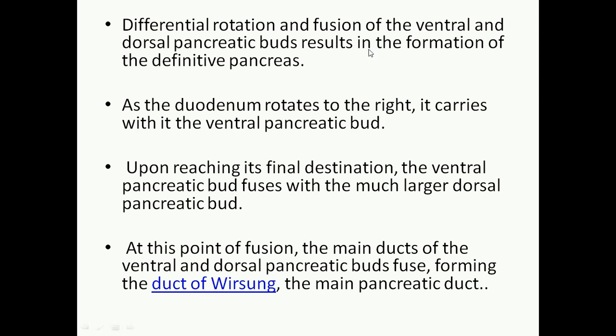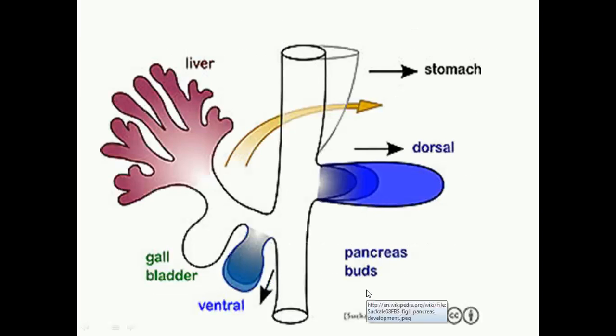Differential rotation of the dorsal and ventral buds will form the organ. As the duodenum rotates to the right, it carries the ventral pancreatic bud, and upon reaching the final destination, the ventral pancreatic bud fuses with the much larger dorsal pancreatic bud. At this point of fusion, the main ducts of the ventral and dorsal pancreatic buds fuse, forming the duct of Wirsung, that is the main pancreatic duct.